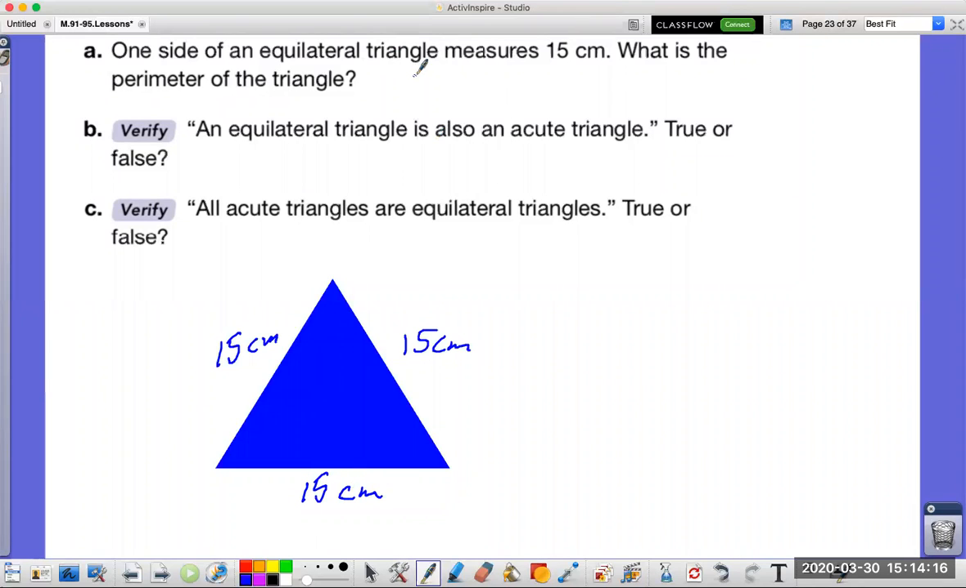So that one's pretty simple. You just have to take 15 centimeters times 3. And what's the answer to that?